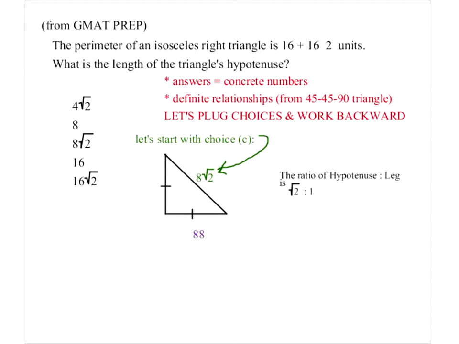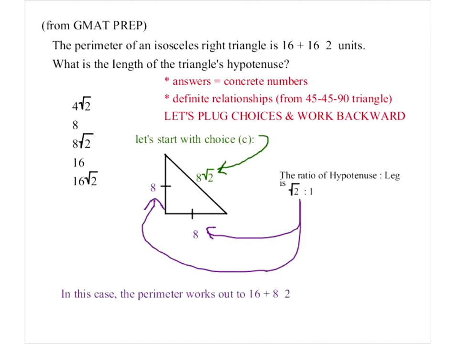That did not work out right. Okay, this is 8, and this is also 8. So I think you'll notice this was a very popularly chosen answer here, but this is the wrong perimeter, because this is not 16 plus 16 square root of 2. In this case, the perimeter works out to 16 plus 8 rad 2, not 16 plus 16 rad 2. So that's too small.